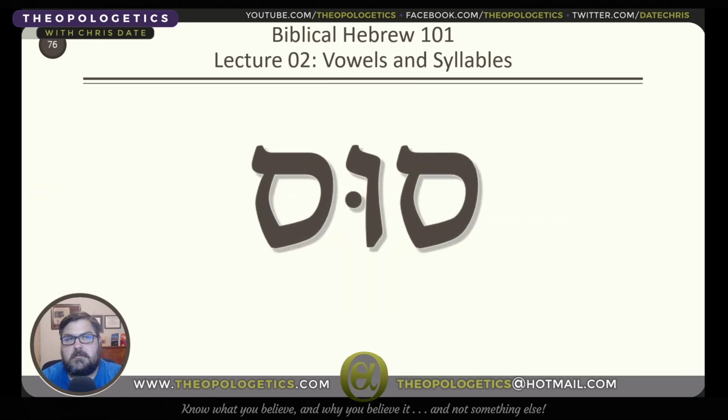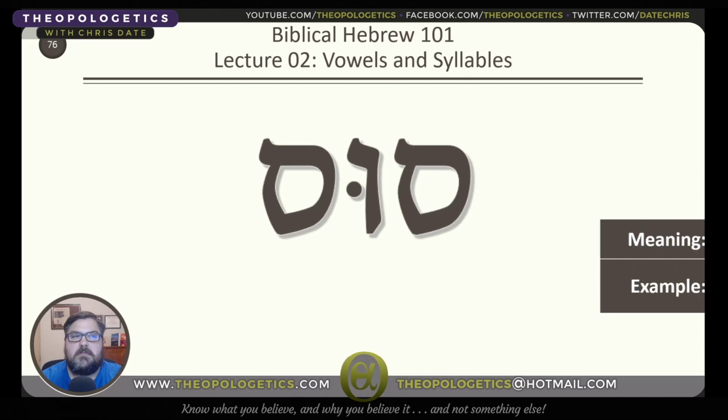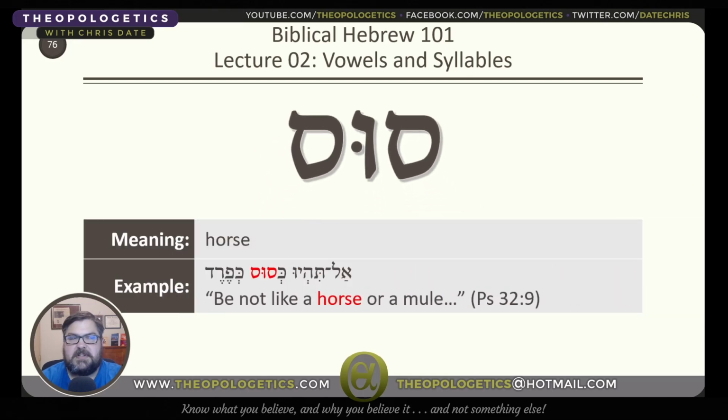Sus. This is the word meaning horse, male specifically. If it were a mare, a female horse, it would be Susa. Sus means horse.